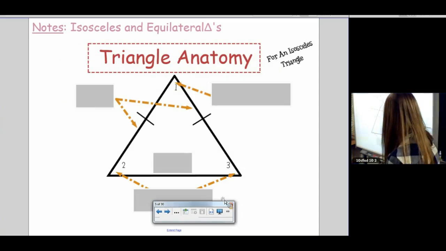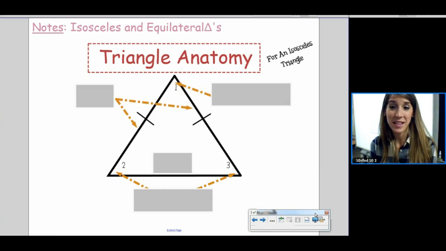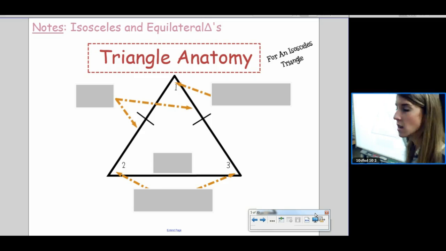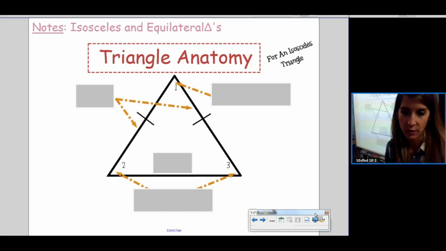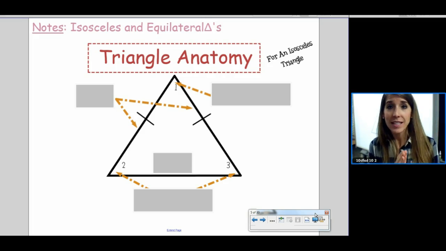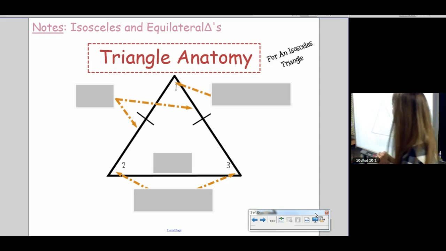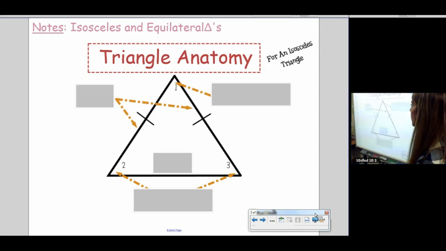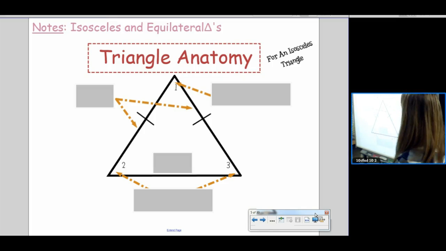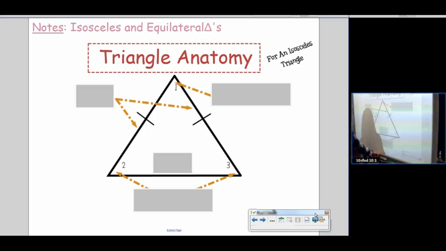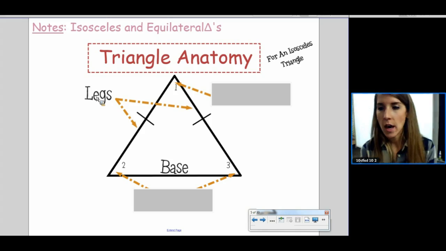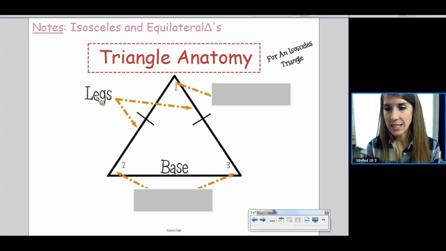Triangle anatomy. You may pause this and give everyone time to copy this down. I'm going to go ahead and move forward and reveal what all of these parts of the triangle mean. So let's look at the sides first. The two sides that are labeled with the tick marks are called legs. And the one that does not have a tick mark on it is called the base. So the triangle will have two legs and one base if it is isosceles.